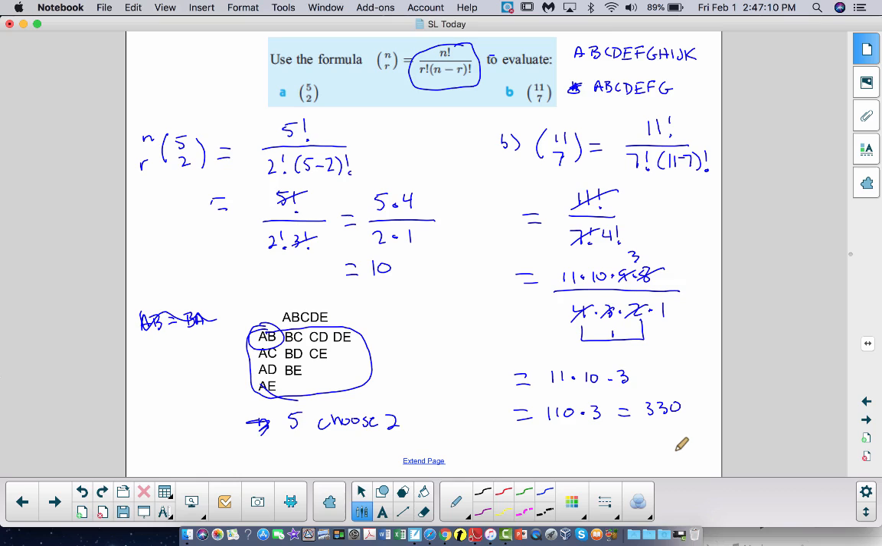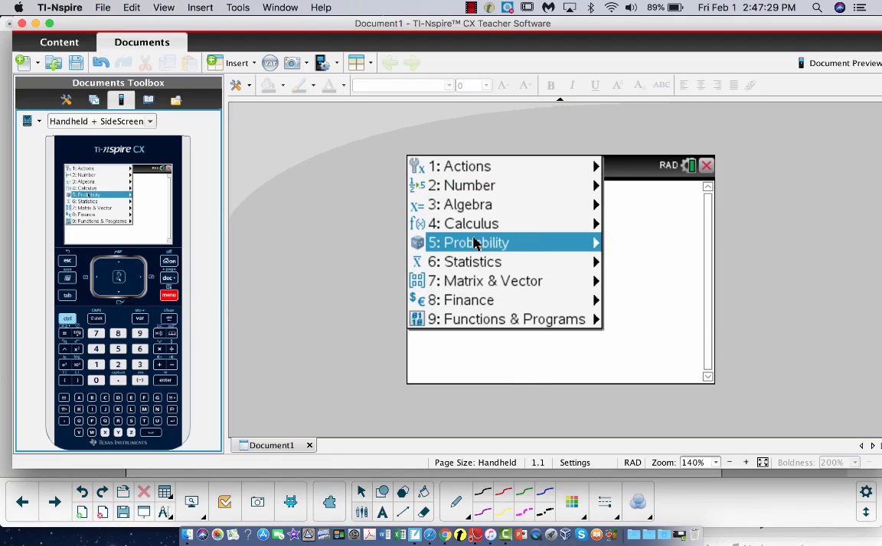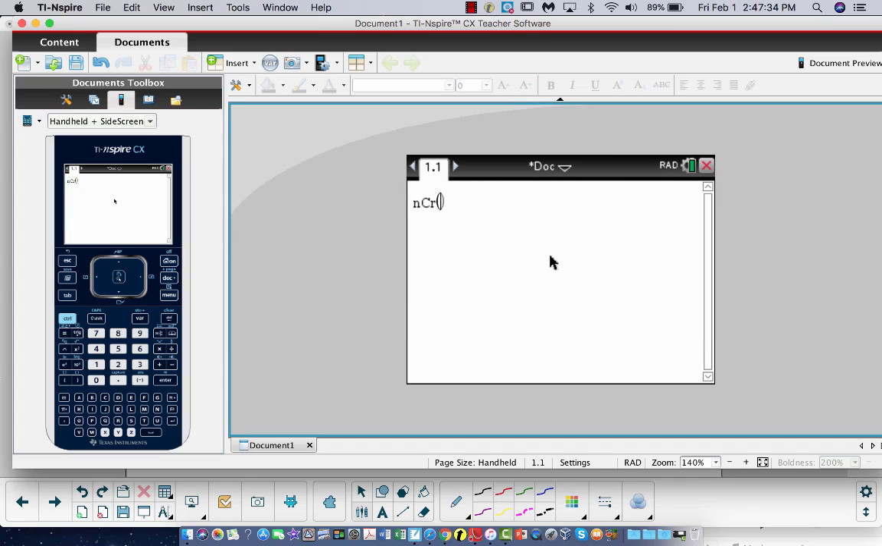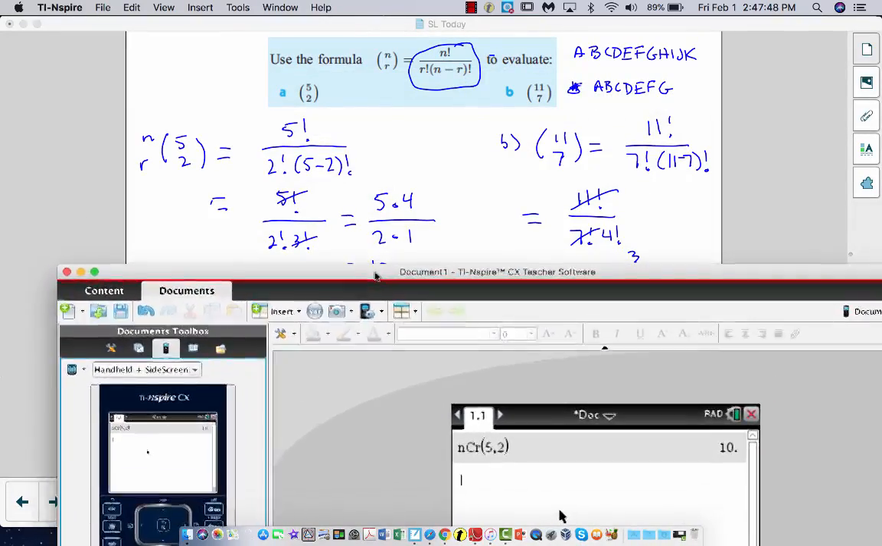Okay, so those we could do by hand, but sometimes they're large and we can't, or even if we can, if we have a calculator available to us, we should use it. So first we'll do 5 choose 2, and to get to the choose function on the Inspire, a couple ways to do it. Menu, it is probability, because it is a combination, and we get nCr, so we just type in 5, comma, 2, enter, and we get 10, which is what we got before by hand. 5 choose 2 is 10 right there.